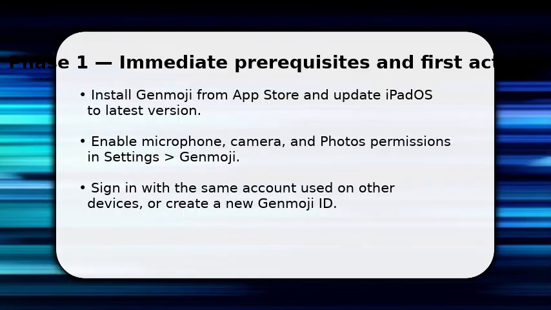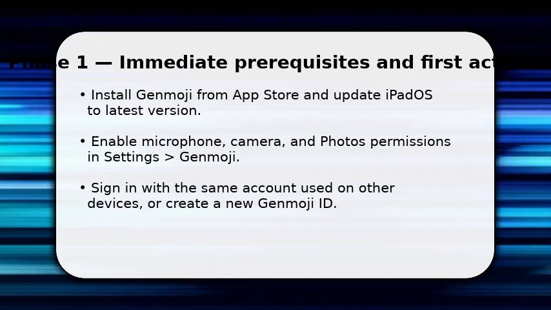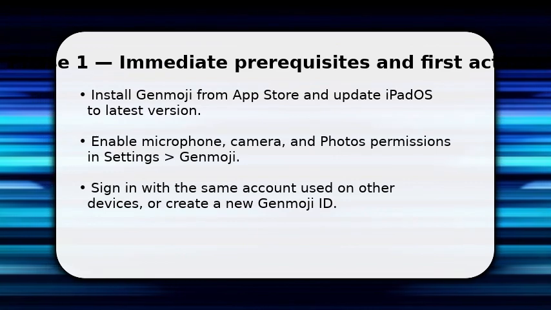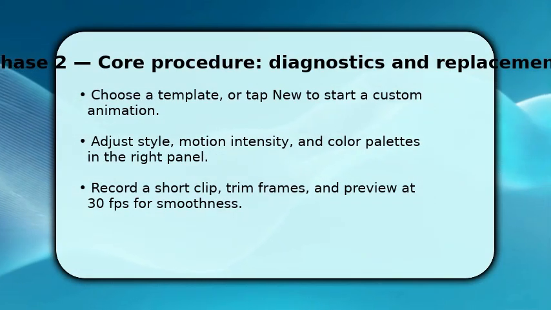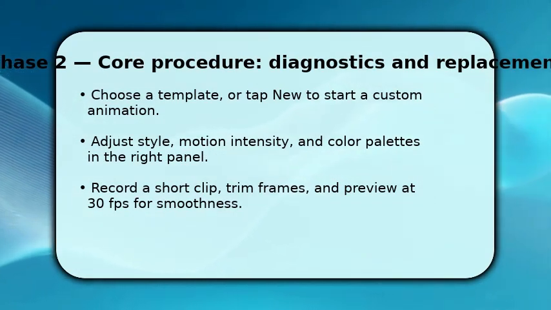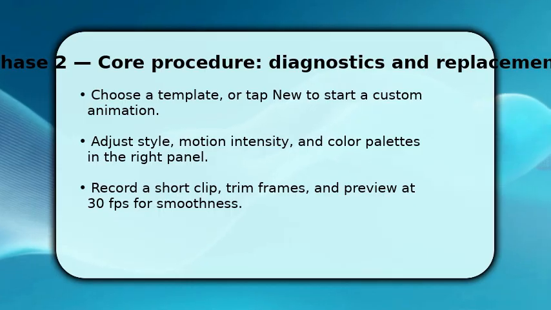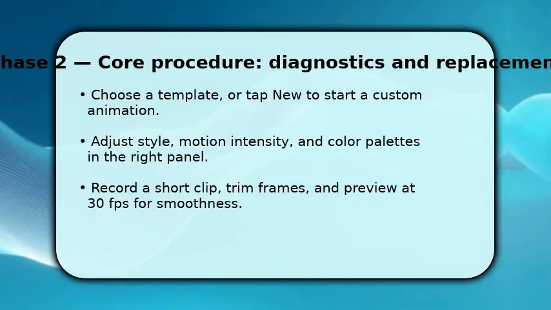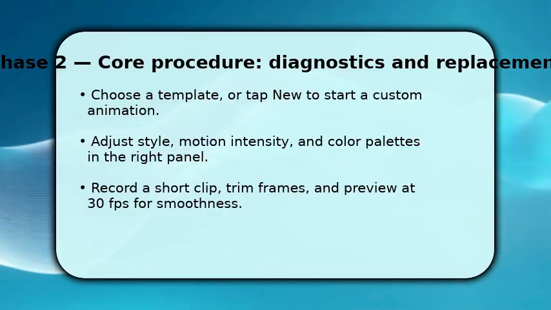This initial launch is brief but essential because without permissions and account sync, the app won't generate or export your emoji animations correctly. Once your account and permissions are ready, choose a template or tap New to begin a custom emoji. You'll pick a style, then tweak motion intensity and color so the emoji matches your intent. These settings affect render time and file size.